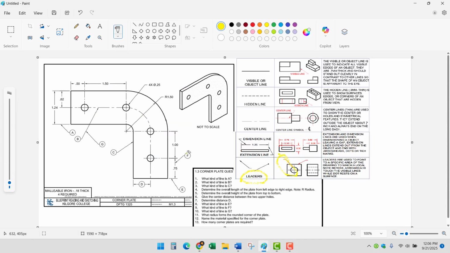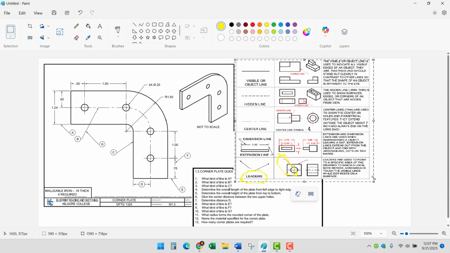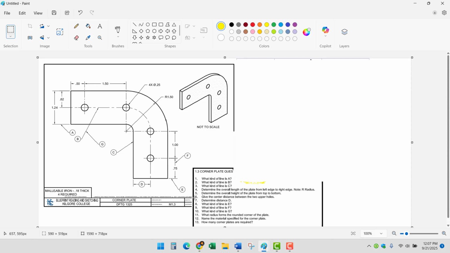I'm going to go back to the previous sheet just because it's cleaner. I don't need these anymore because we answered those questions. Number 6 says give the center distance between two upper holes. The upper holes are here and here. The question asks for the center distance between the two of them. You have an extension line there and there. It gives you that, and 1.5 will be the answer for number 6.